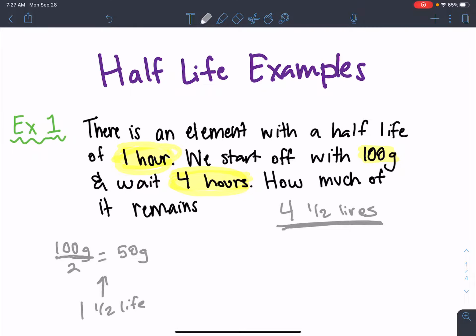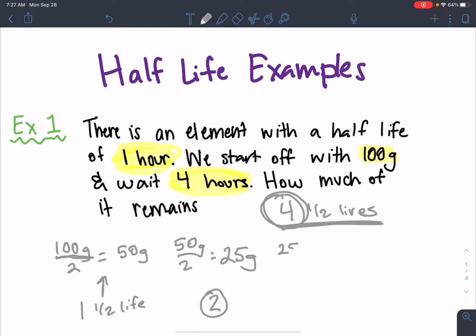So now we need to figure out for a second half-life, right? We're going to have to do this 4 times. So we did it once, we need to still do it 3 more times. So we're going to do 50 divided by 2 again. We're going to get 25 grams. Remember, if you have problems doing the math, please use a calculator. You don't need to do any of this in your head. So this is our second half-life.